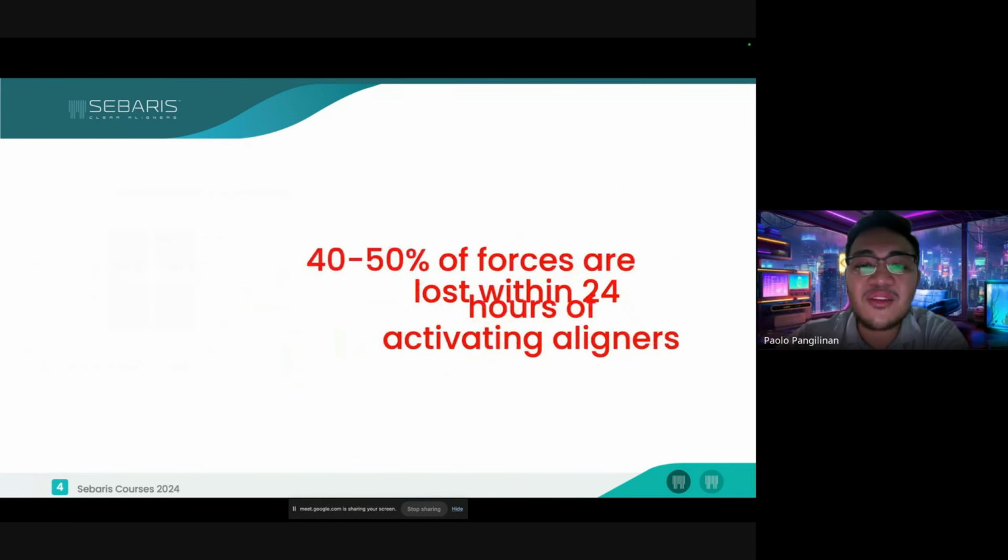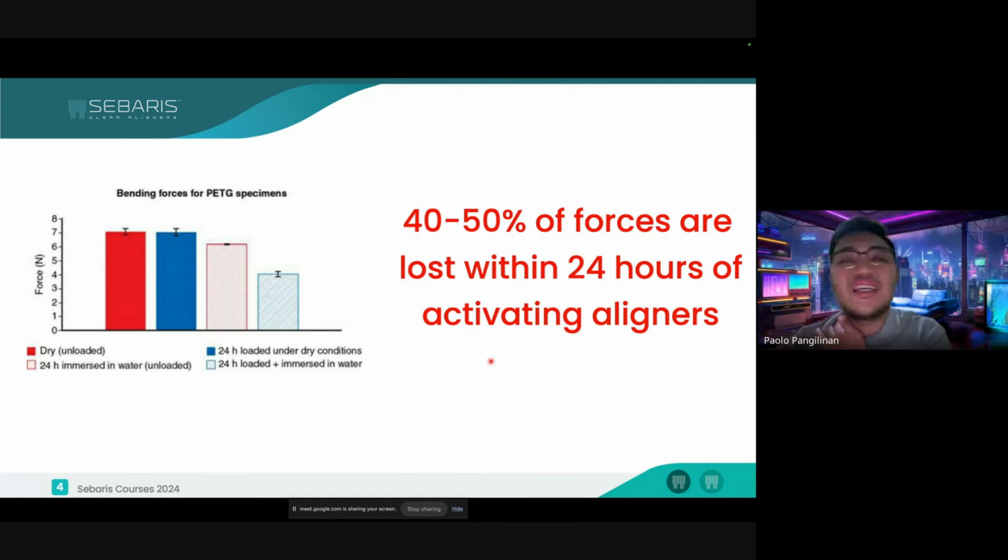So how does it work this way? The reason behind this is not that the planning is incorrect. It's not that the patient's not compliant. It's not because you're not doing a good job in diagnosis and treatment planning. It's actually an innate issue in all plastics, where once they are subjected to water, from a 7 Newton force, they decrease to around 4 to 5 Newton. So it's like 40 to 50% of forces are lost within 24 hours when they are immersed in water. So it's not your fault. It's not the patient's fault. Sometimes it's the fault of your plastic.